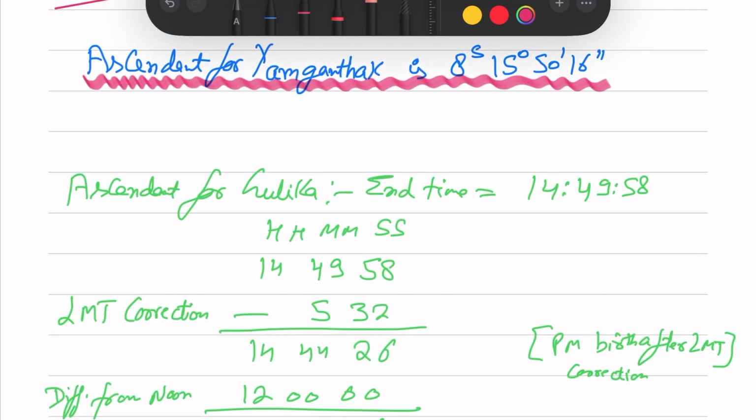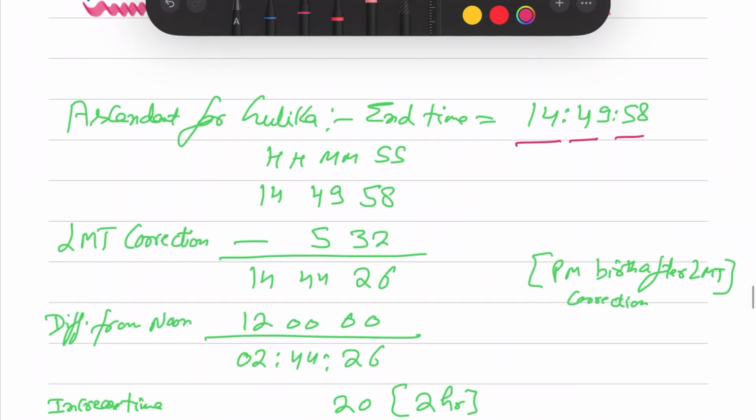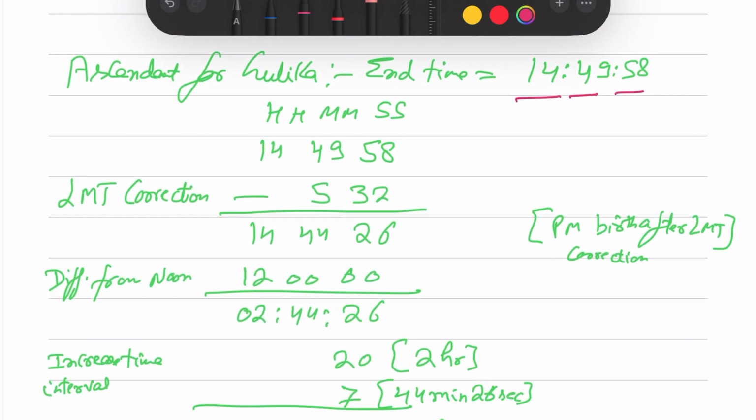The Gulika end time is 14:49:58. So we subtract the LMT correction. So the LMT corrected time for a PM birth is 14:44:26. So we subtract 12 noon. We get 2 hour 44 minute and 26 seconds.